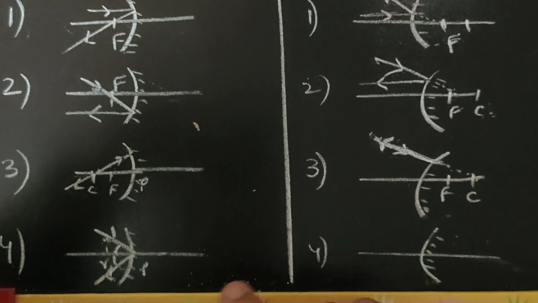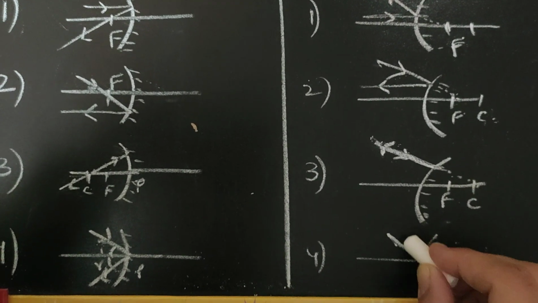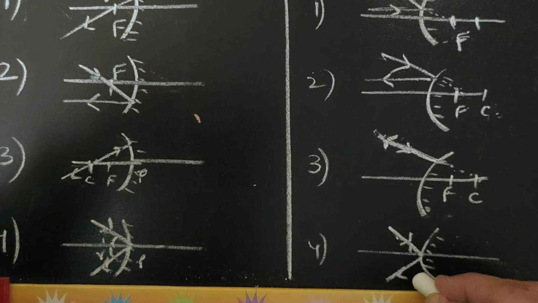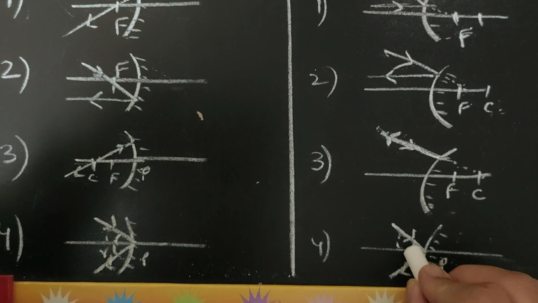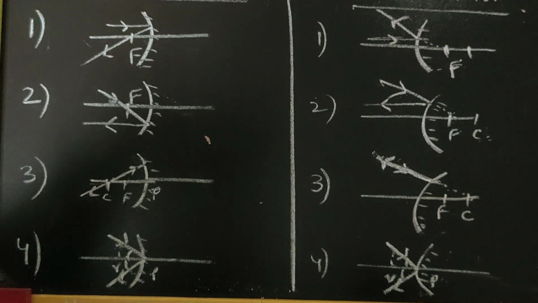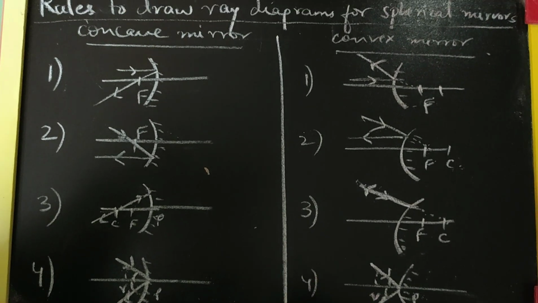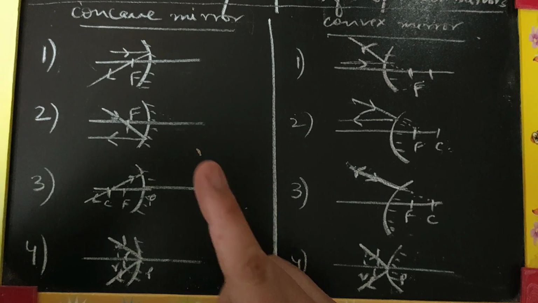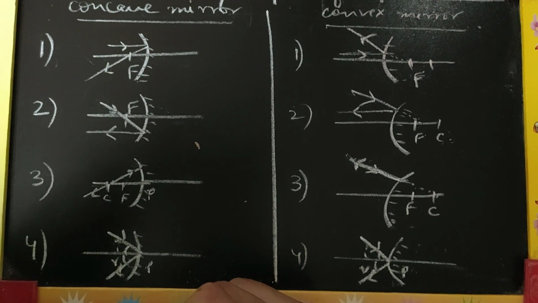And the last rule is the same for both the mirrors. Any ray which is incident at the pole at an angle I would be reflected at the same angle R. So this is the pole, this is the incident angle I, and this is the reflected angle R. They are equal as per the law of reflection. So these are the 4 rules for drawing ray diagrams of the spherical mirrors, concave and convex. Now we can use any 2 of them to locate the image of an object.